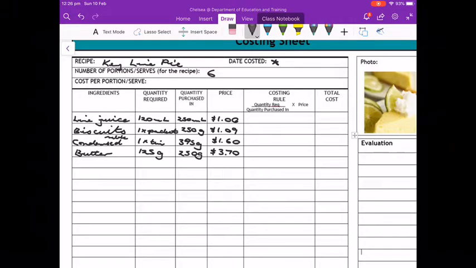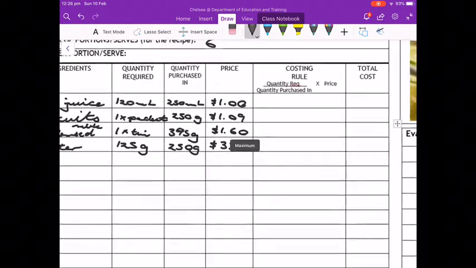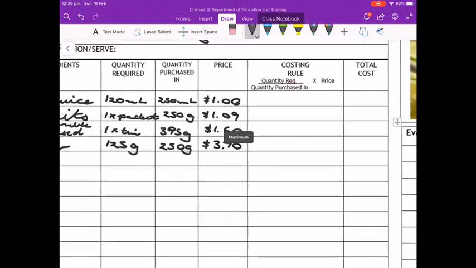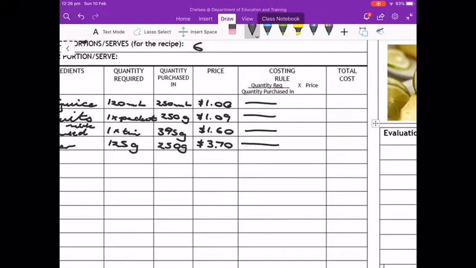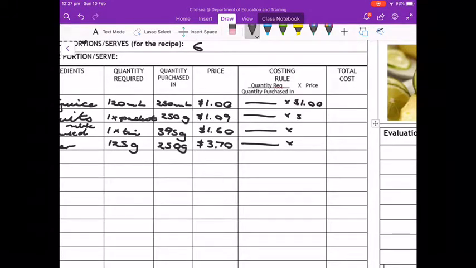butter. I'm now going to show you the costing rule, and I'm going to zoom in because I need a bit of room. So we're going to put a fraction here for each of these. And I'm going to multiply each of these fractions by the price of the product. And that's going to help us come up with the total cost.